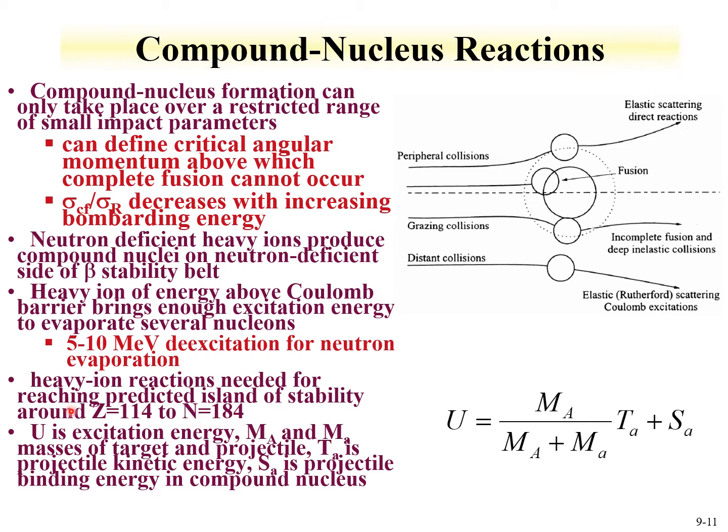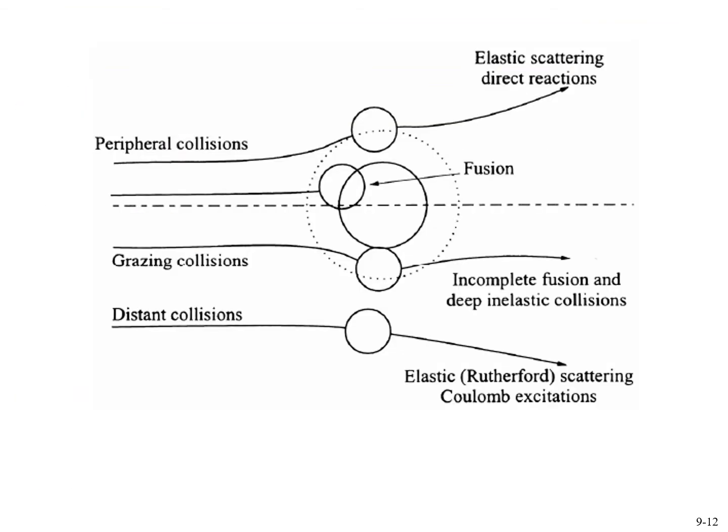You can get an idea of the excitation energy that's necessary when you look at the mass of the target and the projectile, the kinetic energy, and the binding energy of the projectile in the compound nucleus. These terms can be used to get an idea of the overall excitation energy that's going to be observed in the nucleus from the kinetic energy of a projectile.